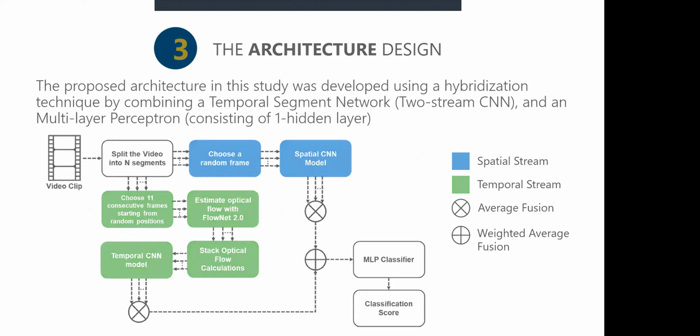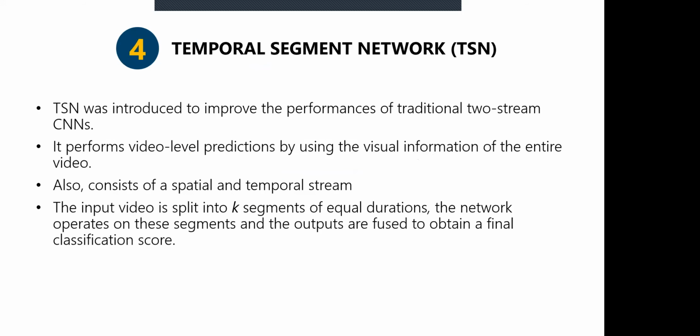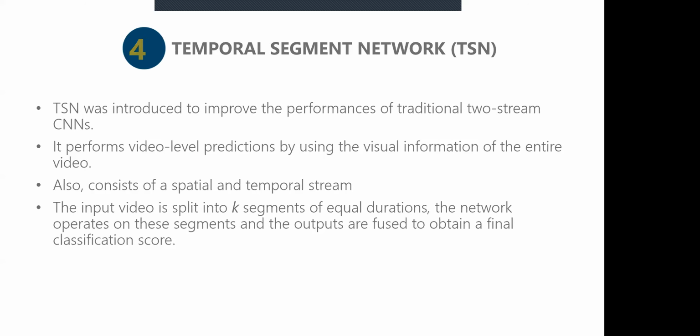So a temporal segment network was introduced to improve the performance of traditional two-stream CNNs. It performed video-level predictions by using the visual information of the entire video. It also consists of a spatial and temporal stream. The input video is split into K segments of equal durations, and the network operates on these segments, and the outputs are fused to obtain a final classification score.